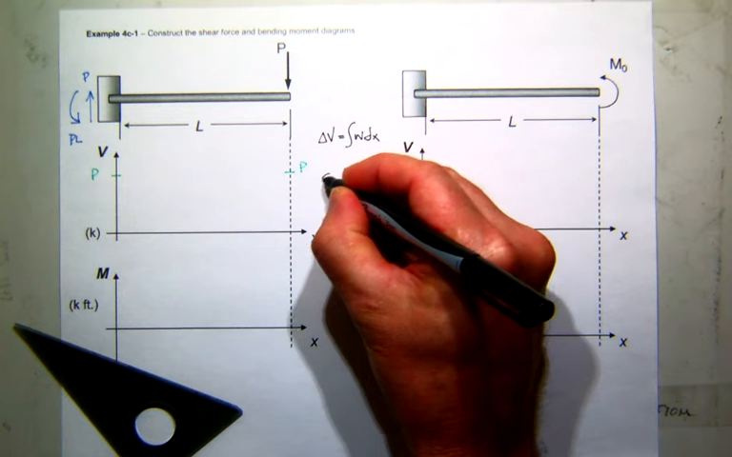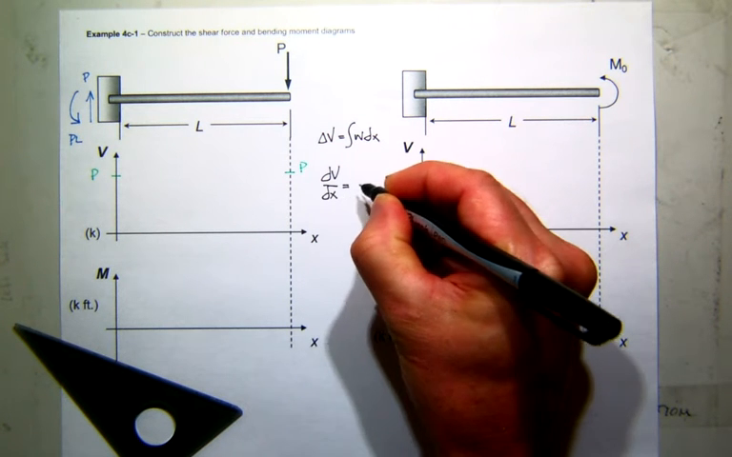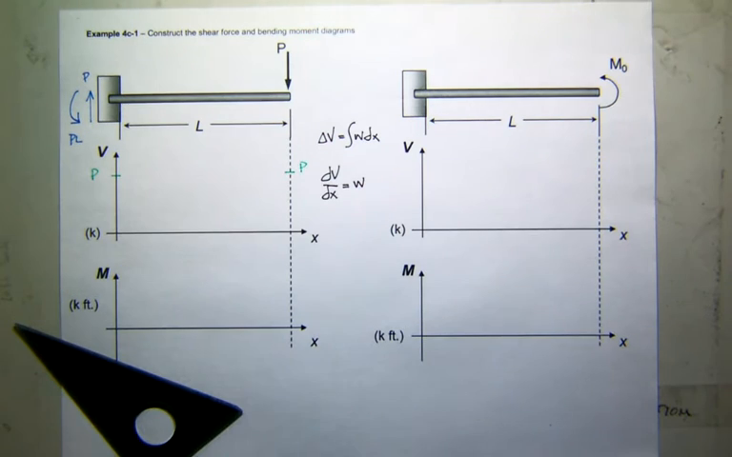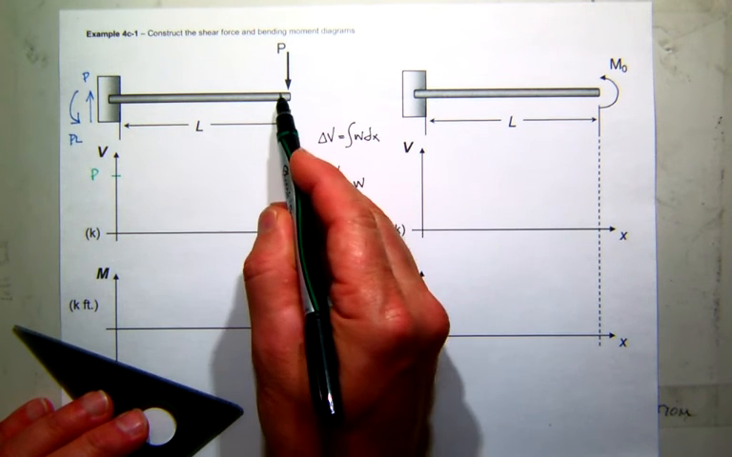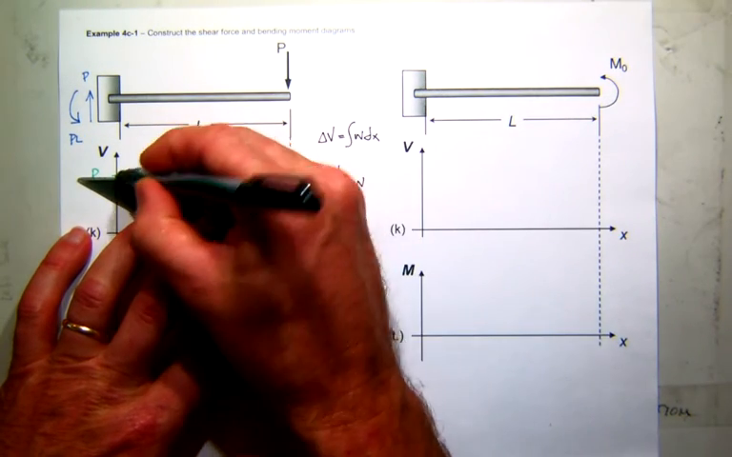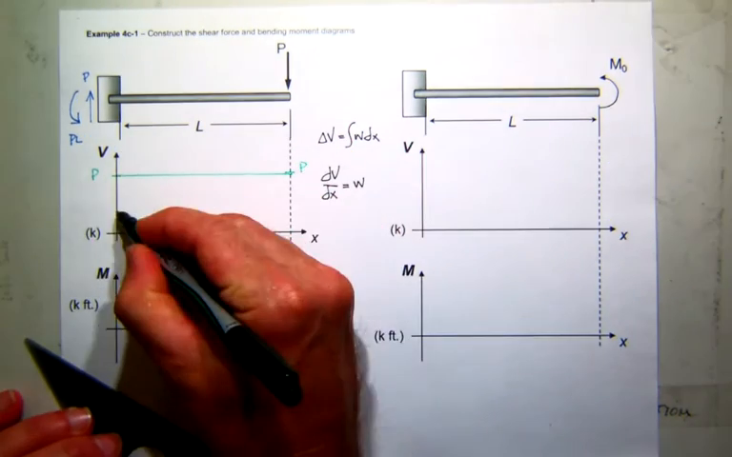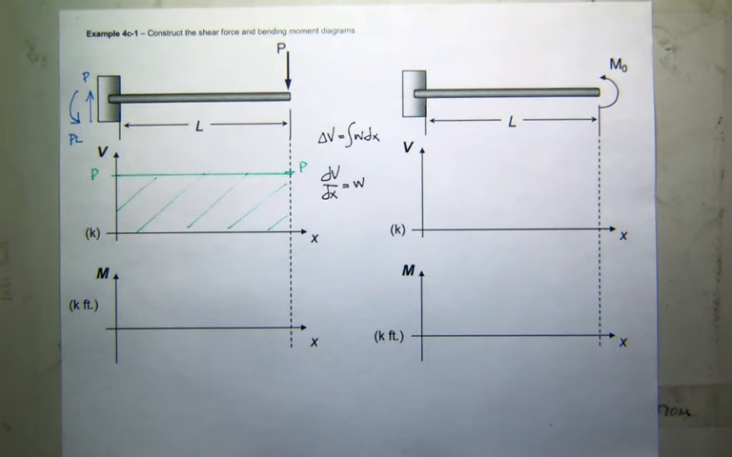I also know that the slope of my shear diagram is equal to the load. And what's the value of the load? 0. So I have a 0 slope, which is a horizontal line. So there's my shear diagram. So this beam has constant positive shear in it. You have a question? No?